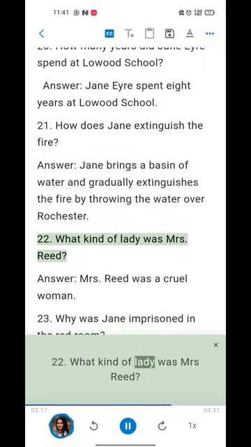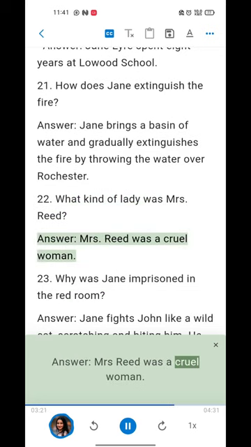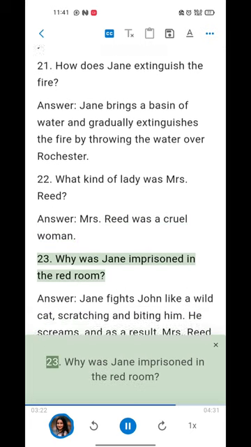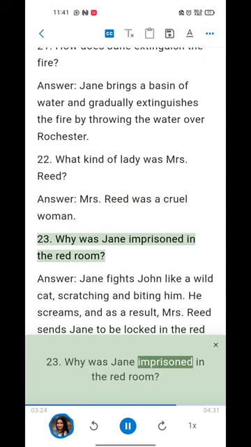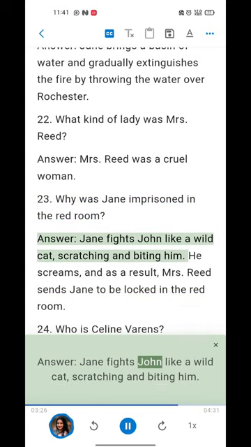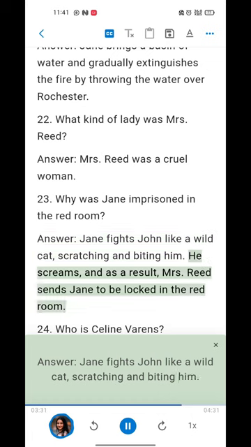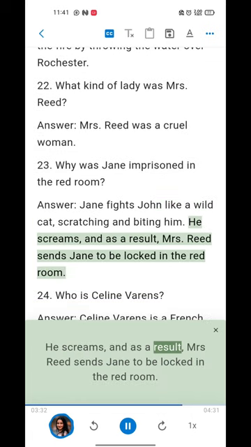22. What kind of lady was Mrs. Reed? Answer. Mrs. Reed was a cruel woman. 23. Why was Jane imprisoned in the Red Room? Answer. Jane fights John like a wild cat, scratching and biting him. He screams, and as a result, Mrs. Reed sends Jane to be locked in the Red Room.